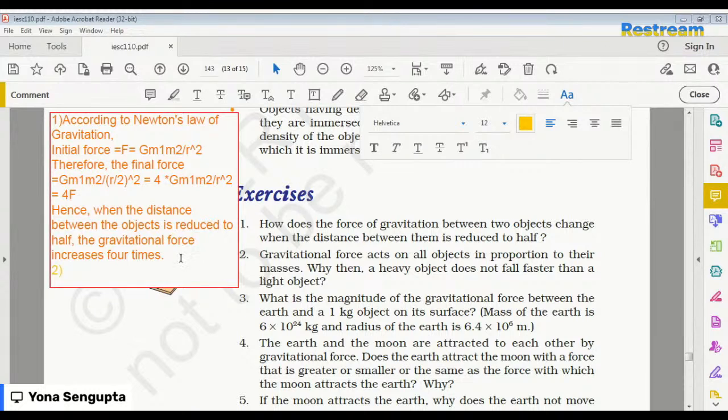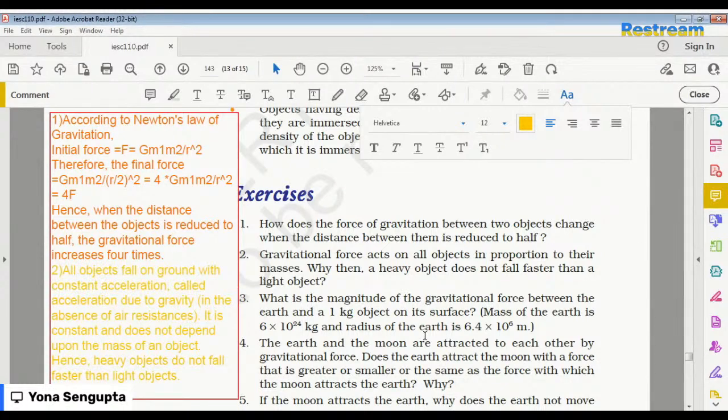So all the objects... acceleration due to gravity, which is small g, is independent of the mass of the falling object and is equal for all objects at a point. So a heavy object falls with the same acceleration as a light object, right? This is why a heavy object does not fall faster than a light object.